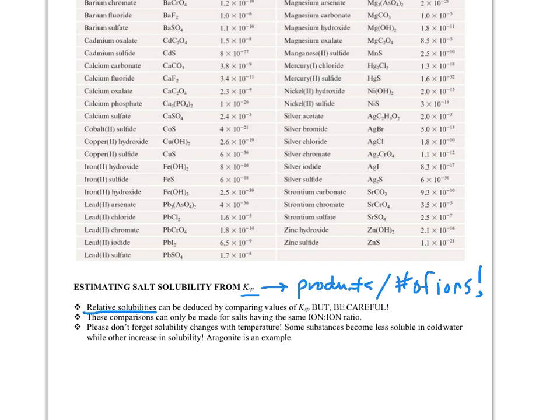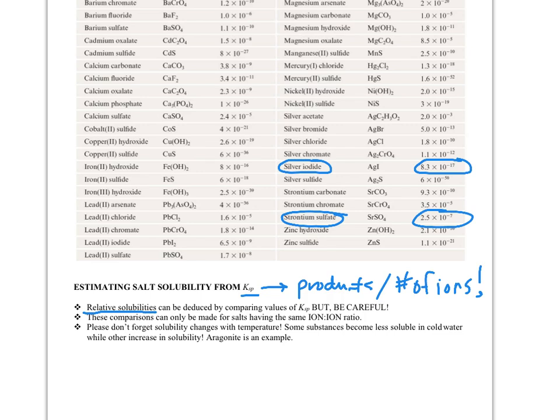So if I compare the Ksp of, I'm just going to pick two, let's say silver iodide, that has a solubility of 8.3 times 10 to the negative 17. That's really small compared to strontium sulfate, that is a solubility of 2.5 times 10 to the negative 7. I picked those two because it's the even number of ions, right? 2 ions and 2 ions.